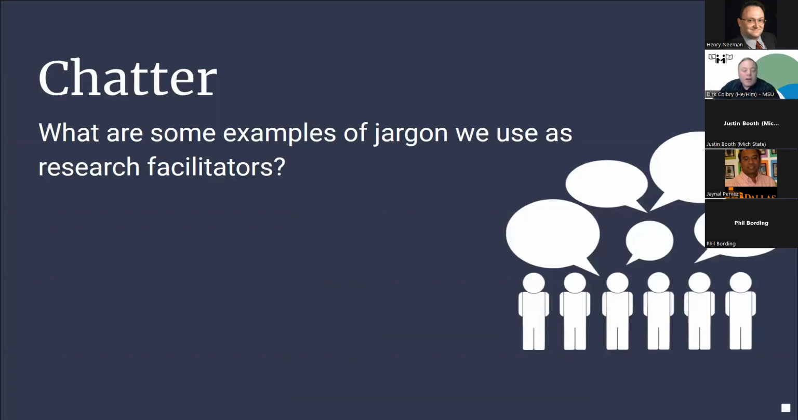I know we did this a little bit yesterday, but I have it in my slides, so let's do it anyways. What are some examples of jargon we use as research facilitators? Type something in the chat, just a jargon that we use. I know we did this yesterday, so you can repeat it if you want. Do this in 3, 2, 1, chat.